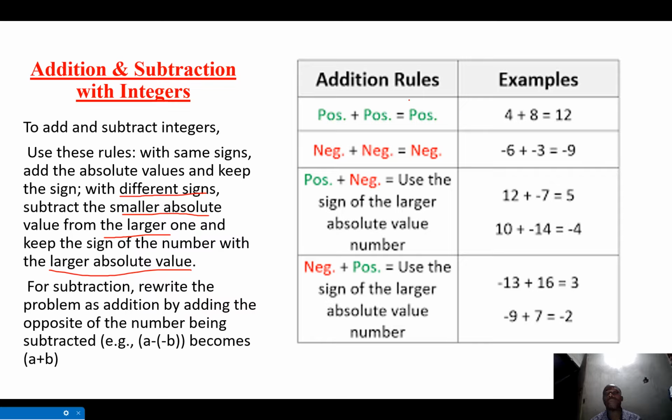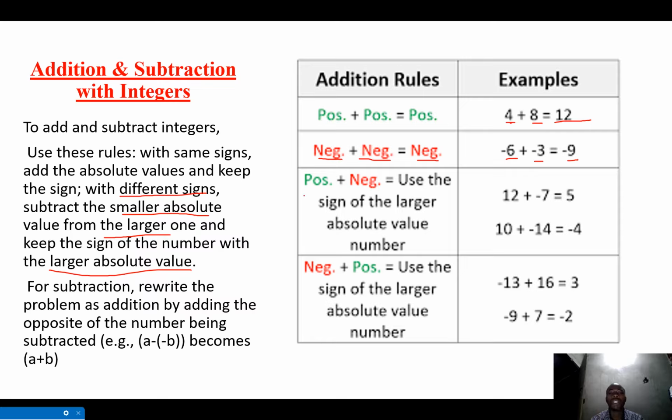We have examples here. If you have a positive plus a positive, the answer will be positive. Like if you have 4 plus 8, it gives you 12. All the numbers are positive. And if you have a negative value plus a negative value, it gives you a negative result. As you can see in the example, negative 6 plus negative 3 takes you to negative 9.